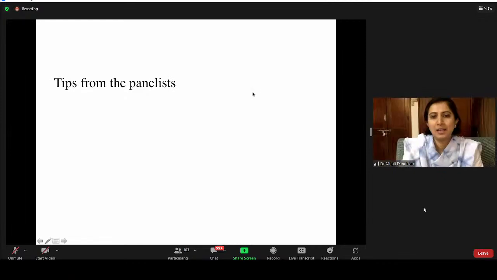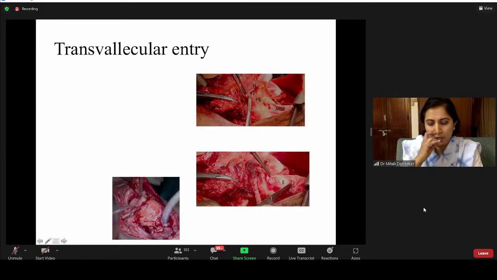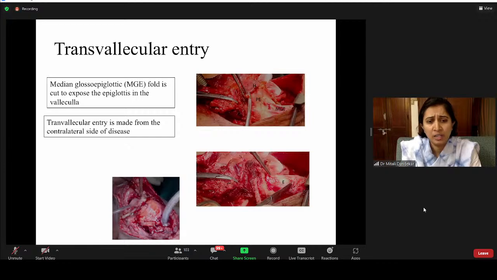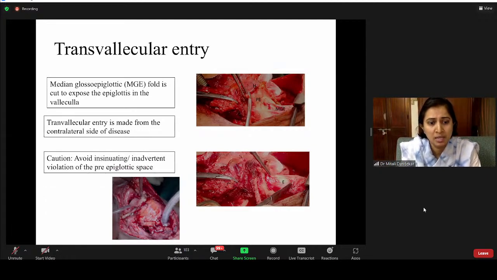Okay, so let's just move on to the next step, that is the transvalvular entry. Here, the median glossoepiglottic fold is cut to expose the epiglottis and the vallecula. The transvalvular entry is made from the contralateral side of the disease so as to ensure that there are adequate margins from the beginning onwards. Also, one caution one needs to exercise is to avoid inadvertent violation of the preepiglottic space that we saw in the last slide.